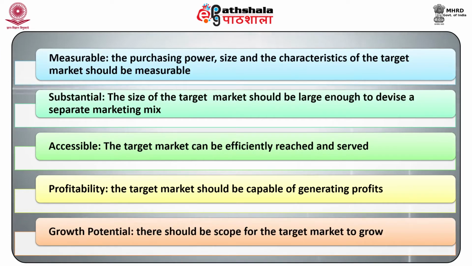Measurable. The purchasing power, size, and the characteristics of the target market should be measurable. Substantial. The size of the target market should be large enough to devise a separate marketing mix. Accessible. The target market can be efficiently reached and served. Profitability. The target market should be capable of generating profits. Growth potential. There should be scope for the target market to grow.